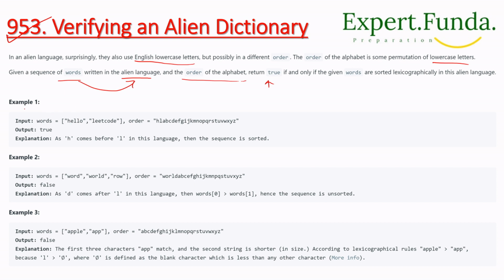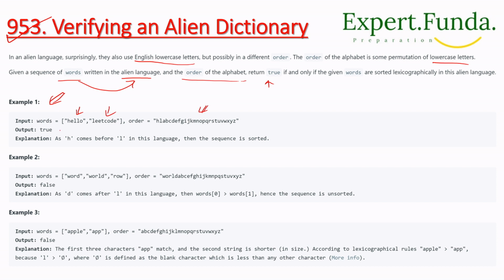Next, let's see this example, and we'll try to find this answer. So what we have here, input we have given words. The first is hello, another is leetcode, right? And the order we have given here is like this. The words we have been given are in the alien language, and the order of the alphabet is like this, right? So what we have to do is return true.